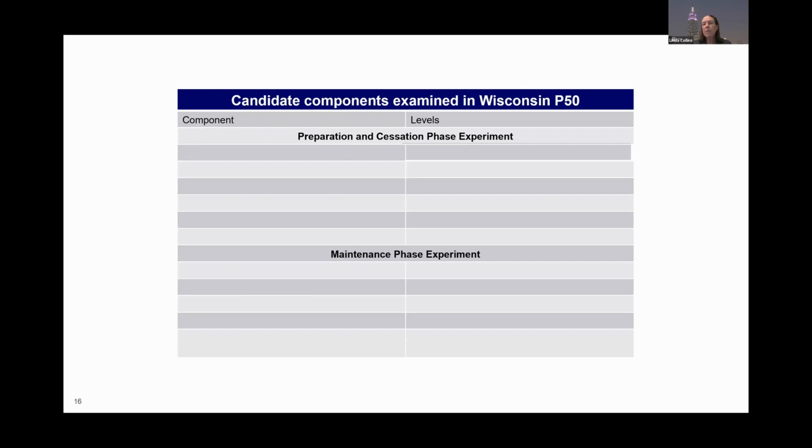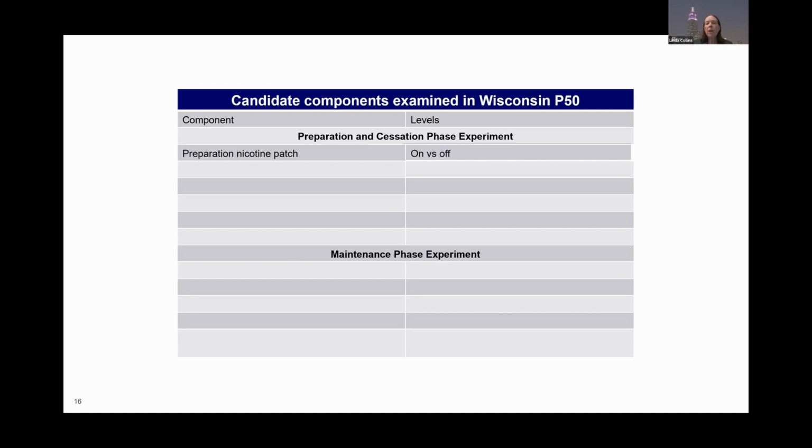And here are the candidate components we examined in this project. Some of them pertain to the preparation and cessation phases, and others pertain to the maintenance phase. So preparation and cessation are the weeks leading up to the quit date, and then a couple of weeks after the quit date. So preparation is before the quit date, cessation is after the quit date, and then maintenance is after the cessation phase when you've quit successfully but you're at risk for relapse.